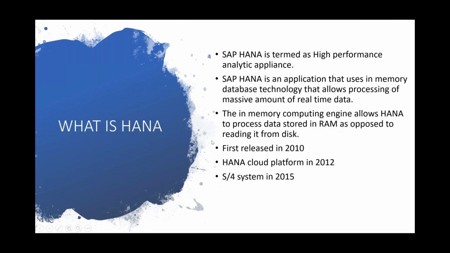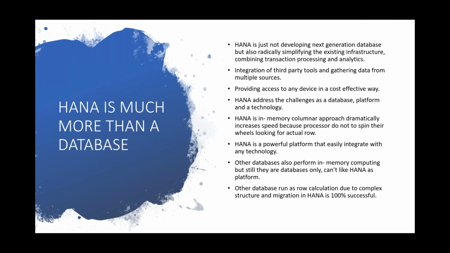Okay, the first release of HANA was in 2010, then the HANA Cloud Platform in 2012, then the S/4 system was launched in 2015. Okay, this is the history of the HANA system. And what is HANA? I explained to you. Now HANA is much more than a database. Why do I say HANA is more than a database? HANA is not only developing a next generation database, but also radically simplifying the existing infrastructure, combining transaction processing and analytical processing. It is combining your OLTP and OLAP processing together.